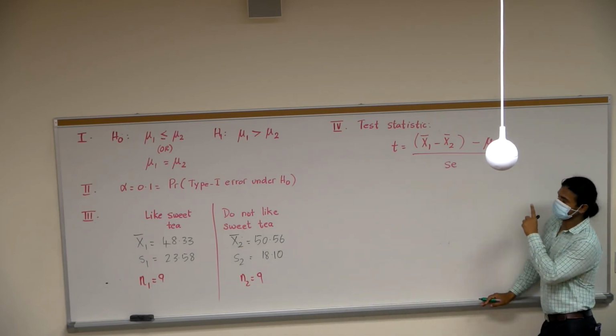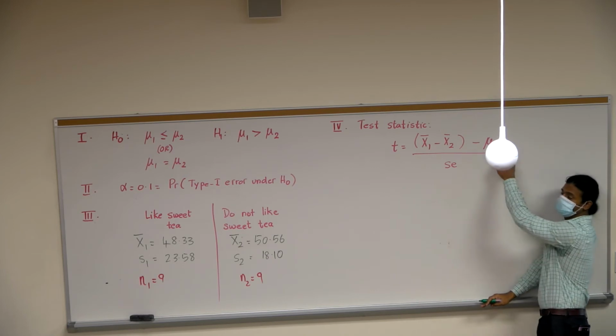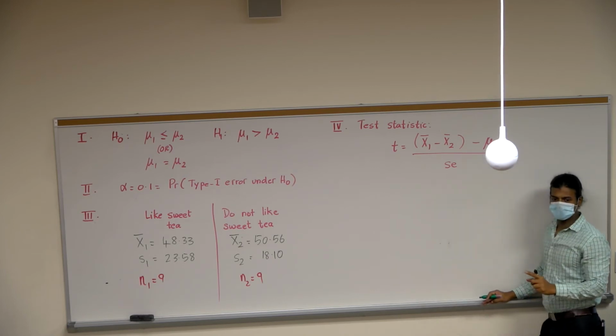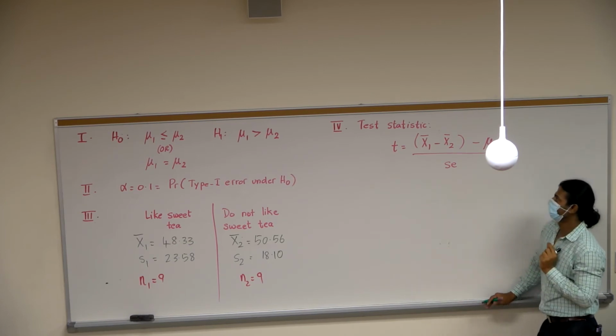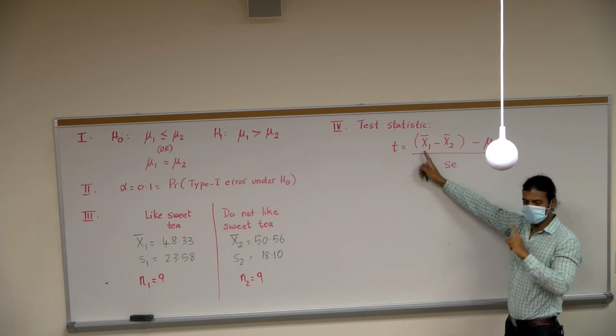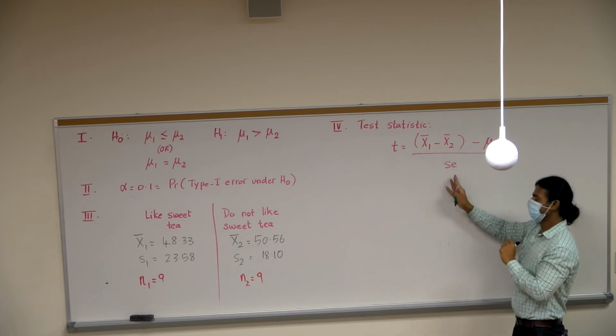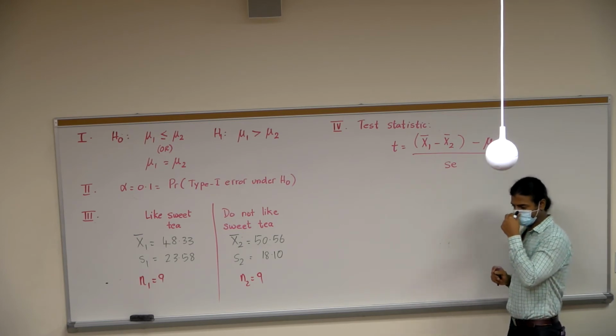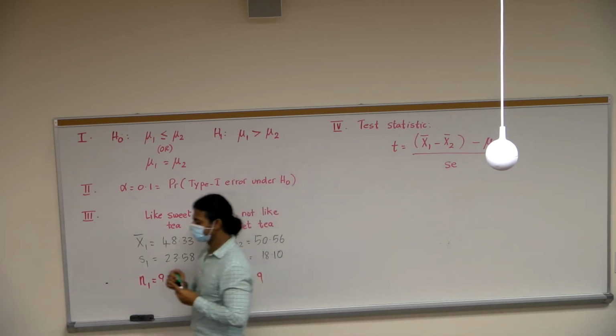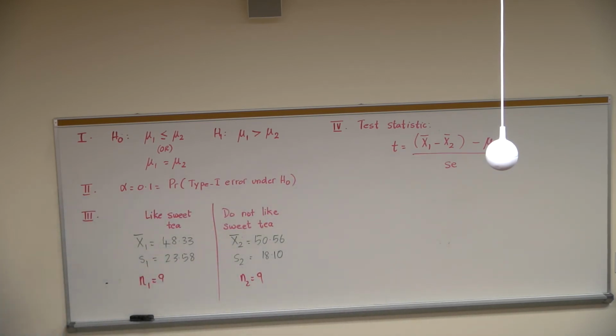X1 bar minus X2 bar minus mu naught, divided by SE. SE is, take a guess, standard error. Now, do we know X1 bar? Yes. We know X2 bar. Standard error, I'm going to give you a formula. We do not know what mu naught is. When we did a one sample test, we knew what mu naught was just by reading the question or looking at the claim. If it said mu greater than 5, then mu naught was 5, right? Mu less than 2, then mu naught was 2.